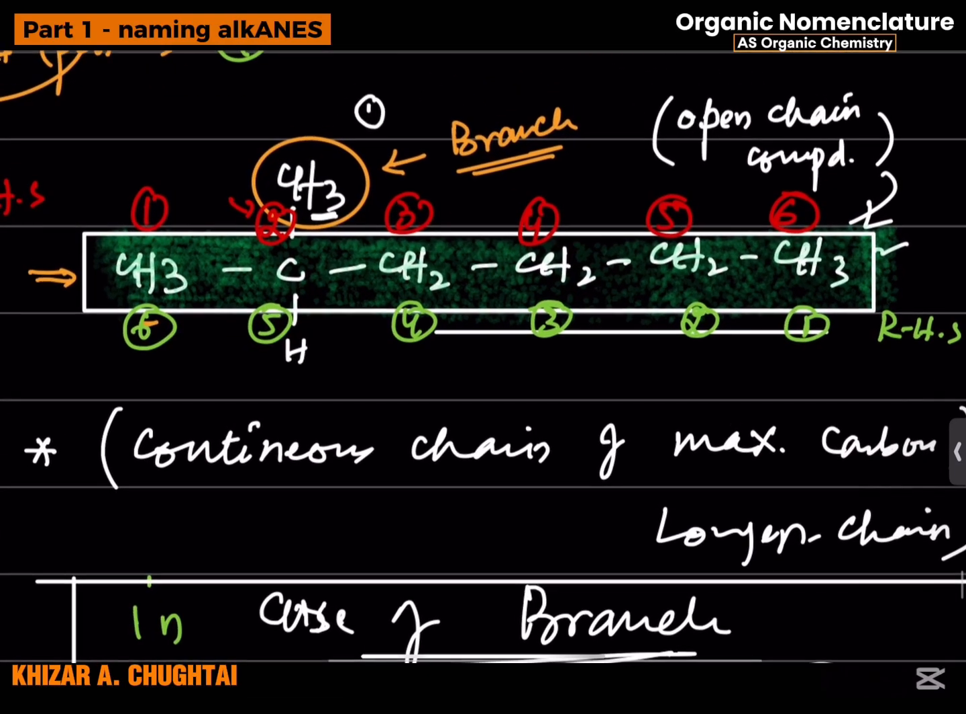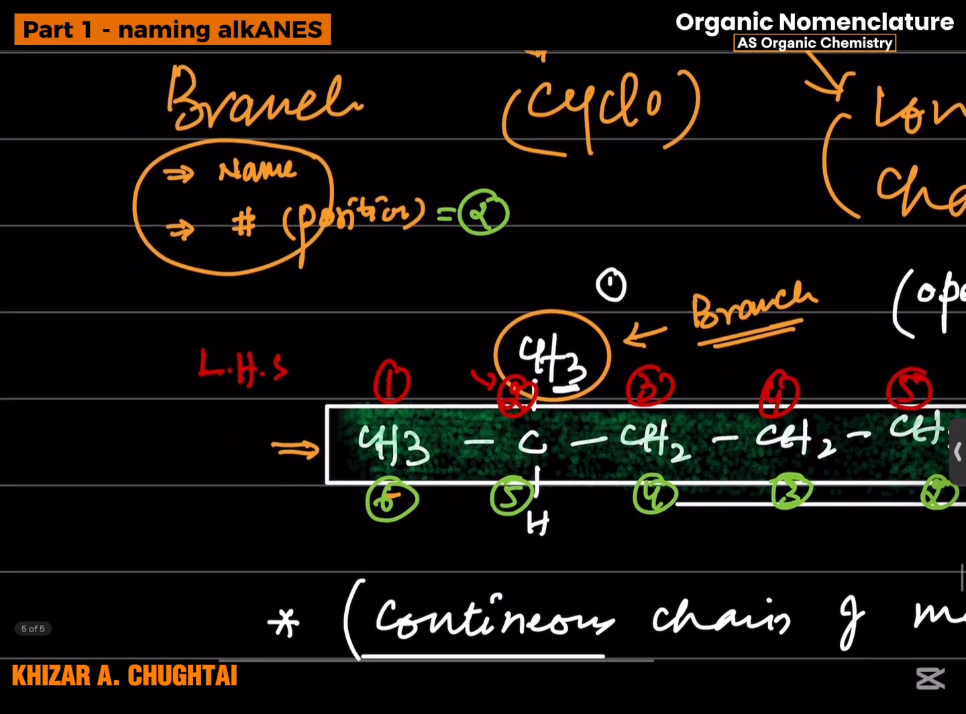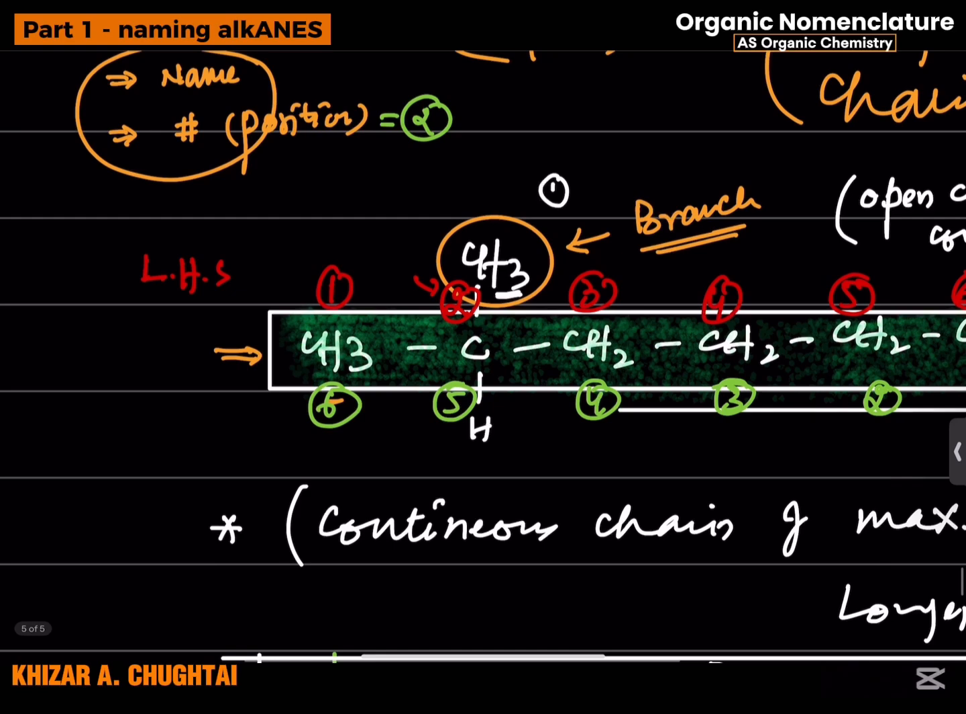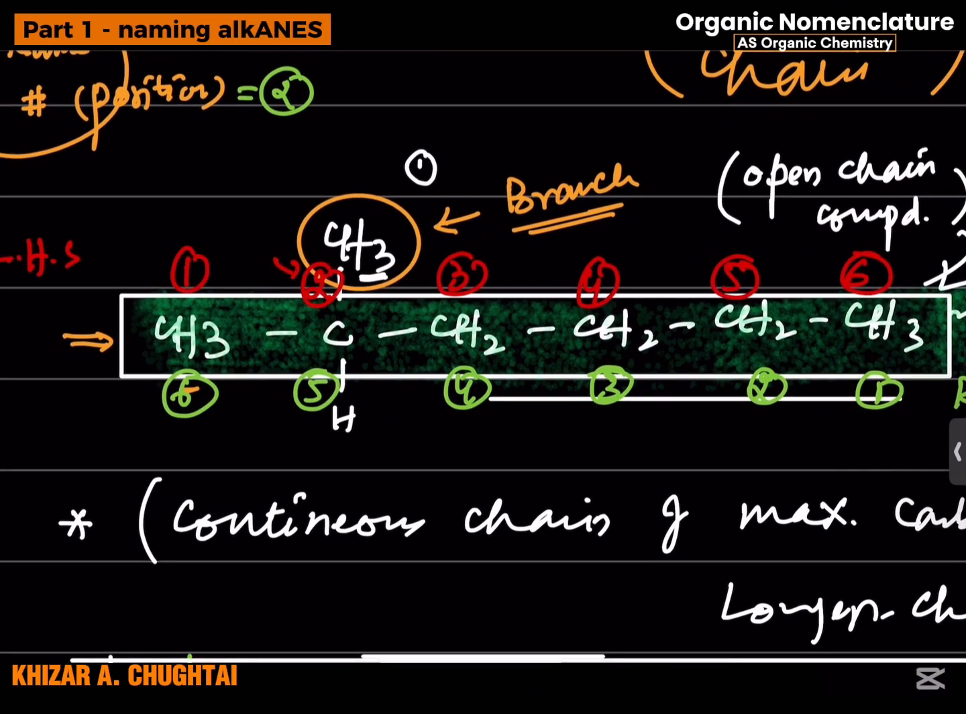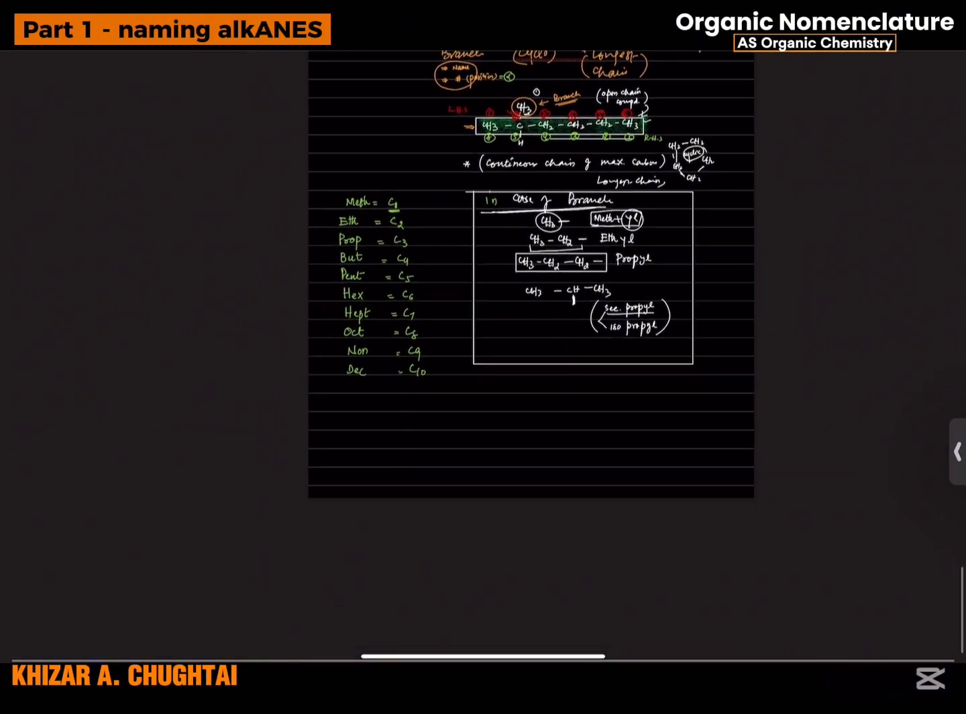Now, what is the name of this compound? First of all, the name of the branch. What is the name of the branch? Methyl. What is its number? 2. How many carbons are in the longest chain? 6. Is any carbon-carbon double bond present? No. Is there any functional group? No.